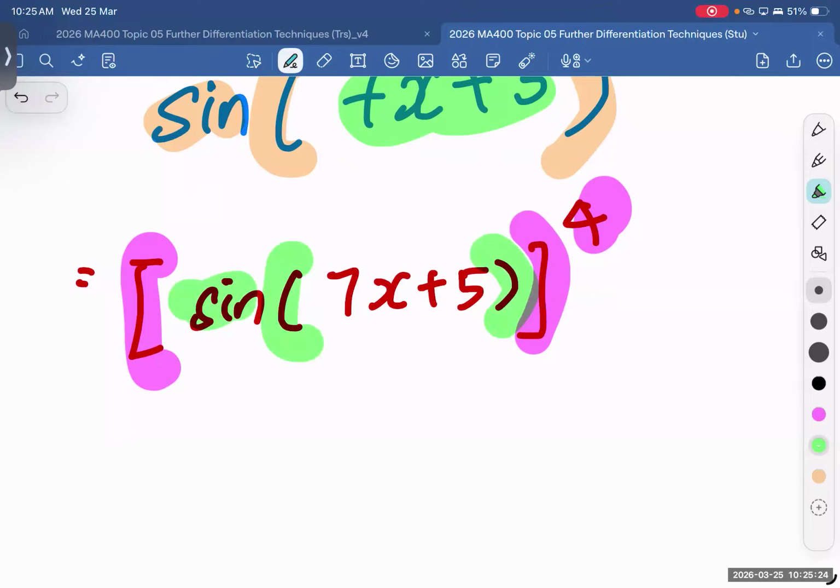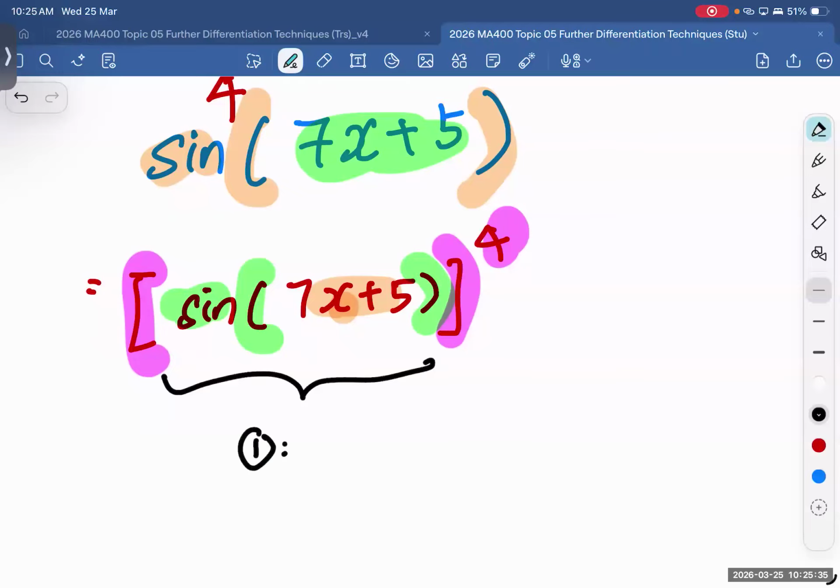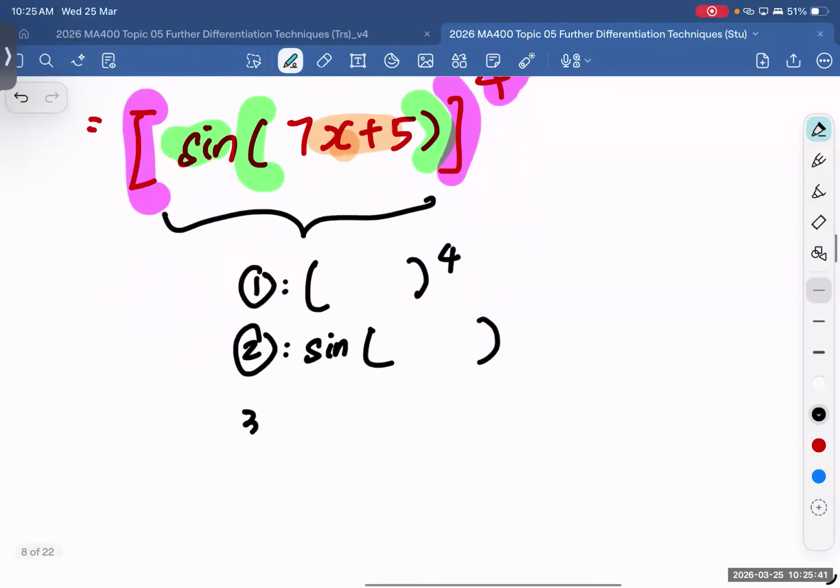Sine is the second layer. 7x plus 5 is the third layer. So I differentiate layer by layer. Zoe can see that here, right? Layer 1 is something power 4. Layer 2 is sine of something. Layer 3 is 7x plus 5.